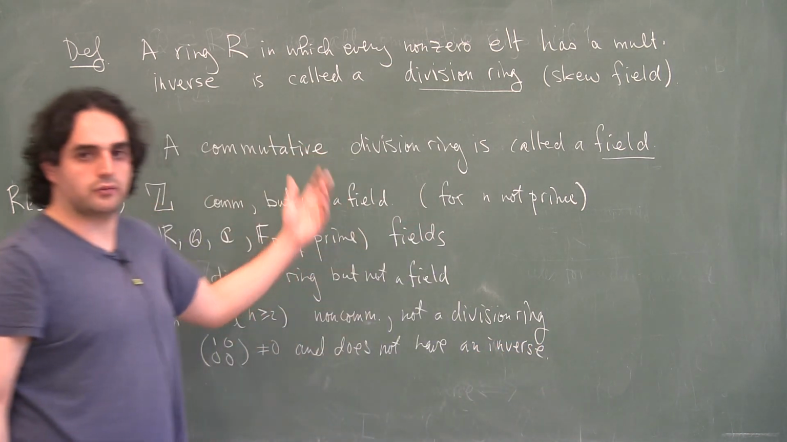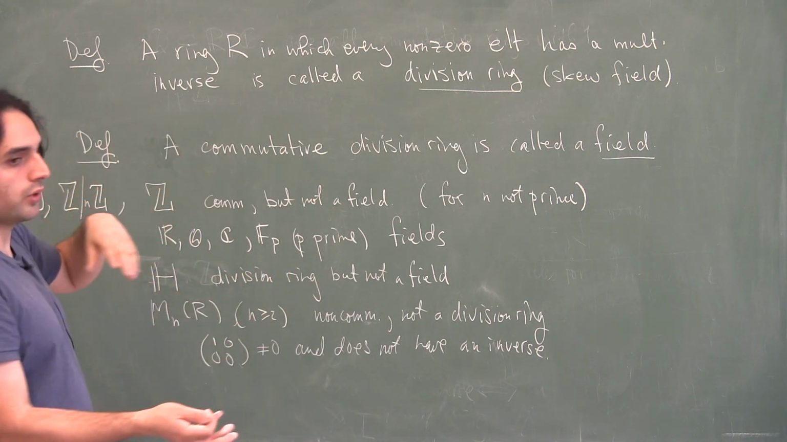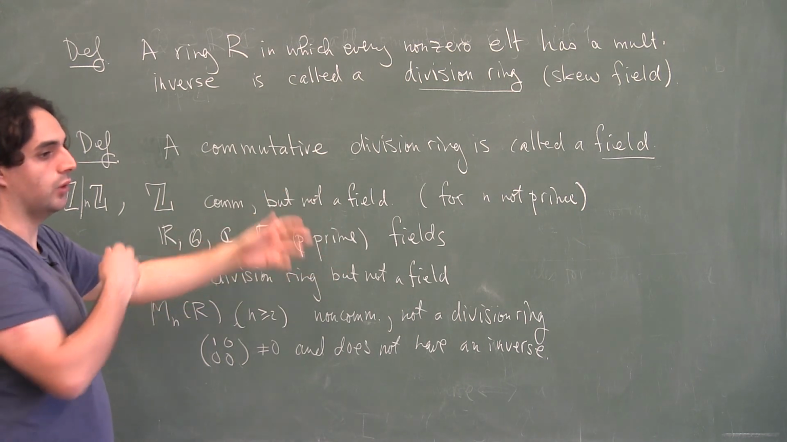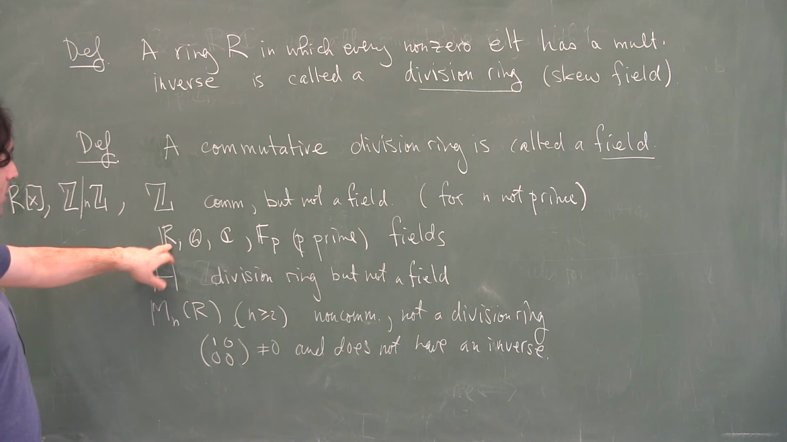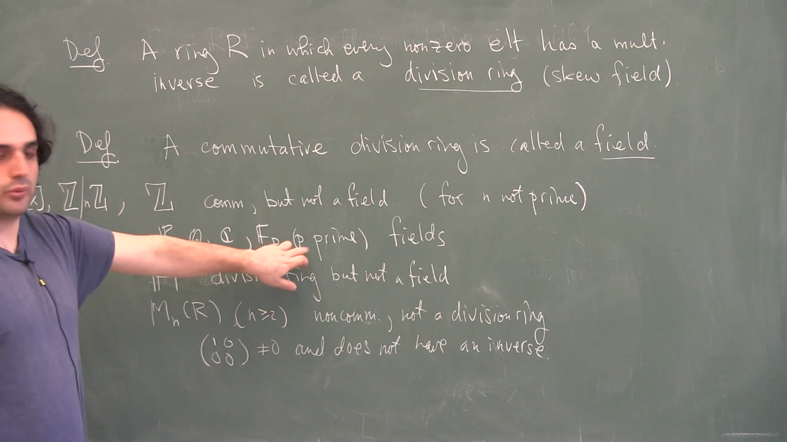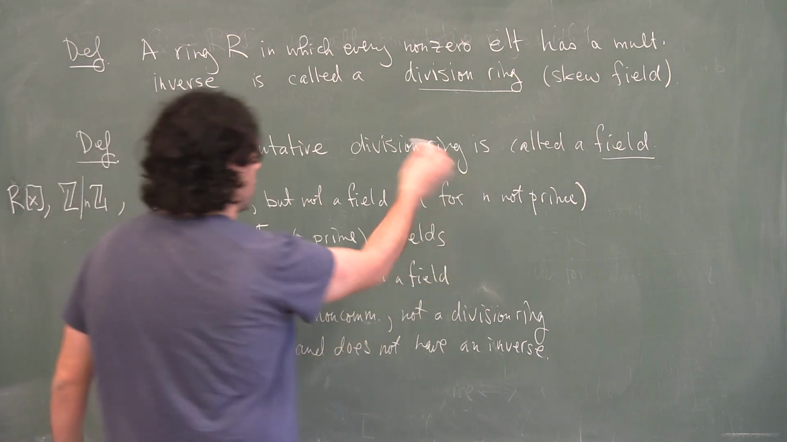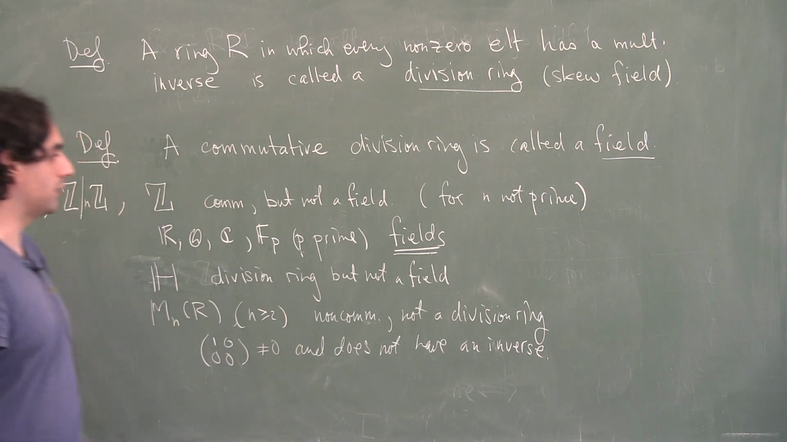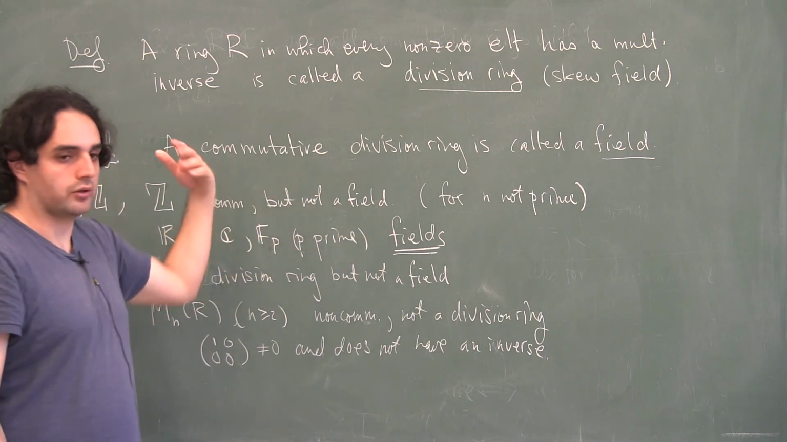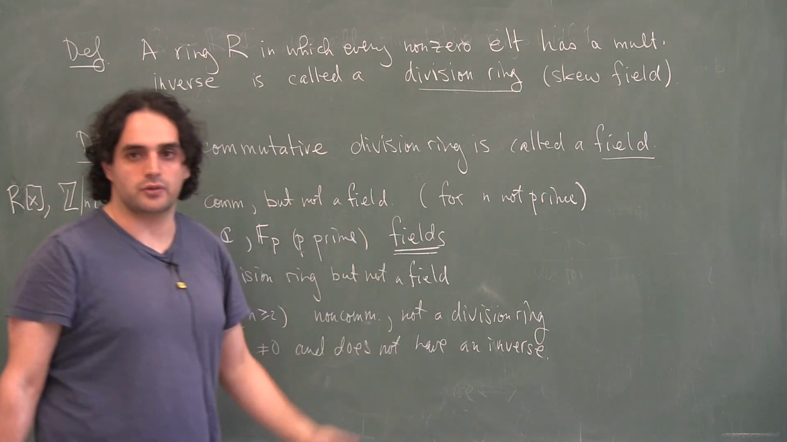Okay, so we see that for our various definitions, for any two properties, we have something satisfying one and not satisfying the other property. We also have nice things like R, Q, C, and F_p for p prime that satisfy all the properties and have the strongest one of everything that I've defined, that they are fields. So they are commutative, and every non-zero element has an inverse.